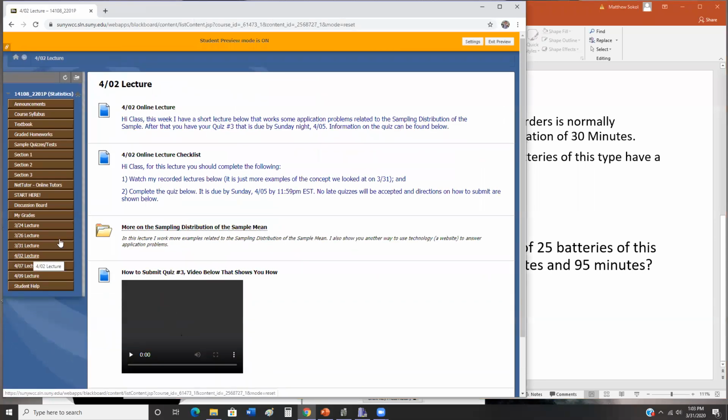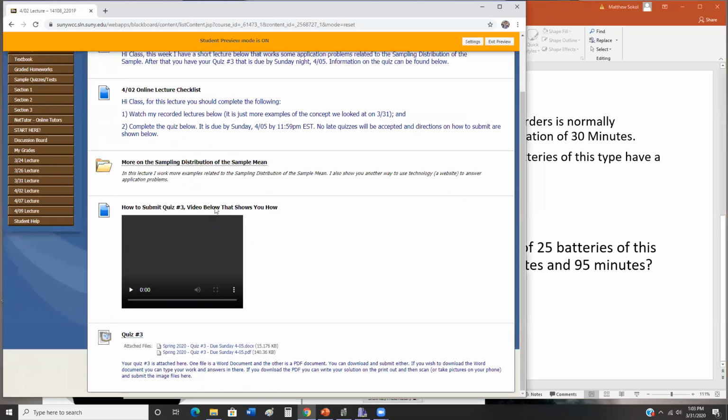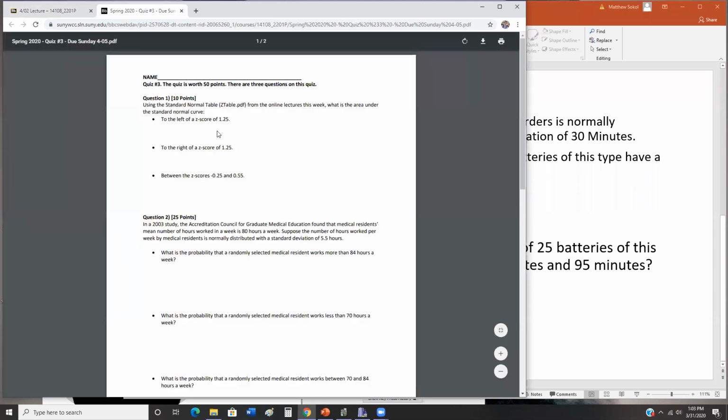Then on the 4/02 tab, you're going to learn a little bit more about the sampling distribution and sample mean. And then you actually have your first online quiz of the class. Has anybody downloaded and looked at the quiz yet? Yeah, I've looked at them. So I highly encourage you immediately after class today to download the quiz and try it.